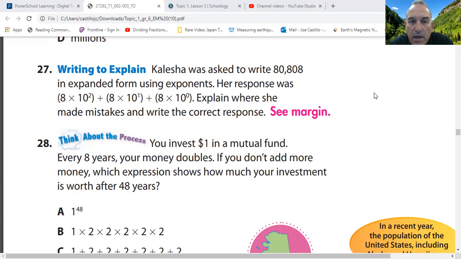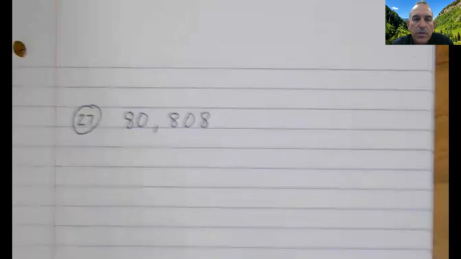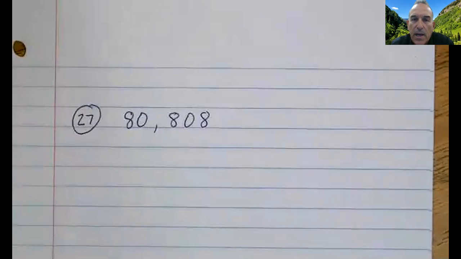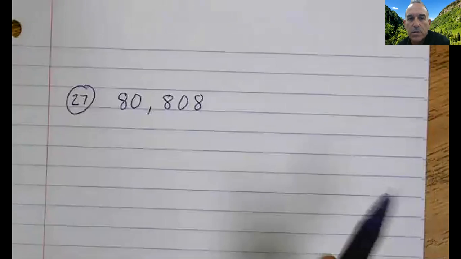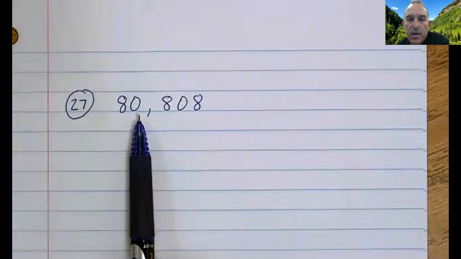Instead of just staring at the problem and trying to figure it out there, I would recommend that you do it like this. I'm going to share my other screen with you. Okay, so let's take a look. I'm going to copy that problem down here. Here's Kalisha's problem. And what I would recommend is that you solve it yourself. So remember what to do here. I identify this. Here's what I do.